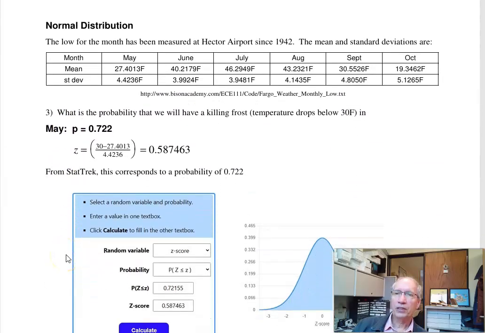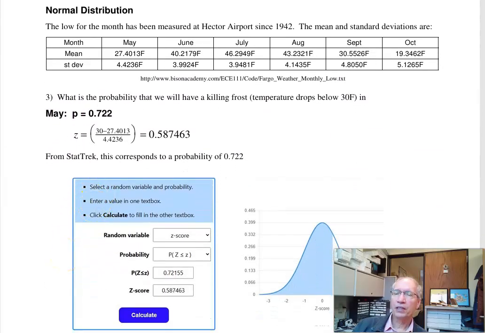Problem 3 looks at a normal distribution. Here is the high temperature, this is the low temperature in Fargo for each month, mean and standard deviation, based upon data from Hector Airport. From that, what's the chance we'll have a killing frost in May? As in the temperature drops below 30 Fahrenheit.